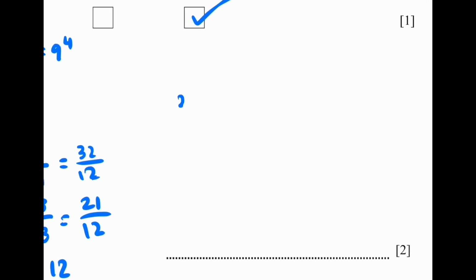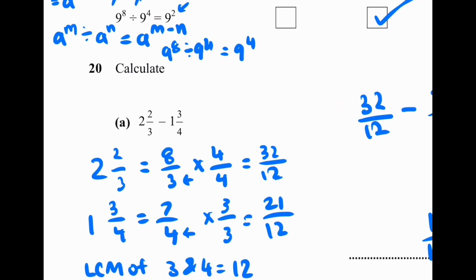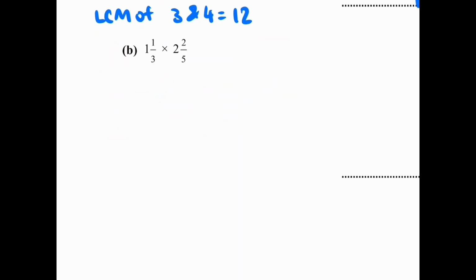Now, 32 by 12 minus 21 by 12 equals 32 minus 21, the whole by 12, which is equal to 11 by 12. That's the answer for part A of 20. So let's move on to B.